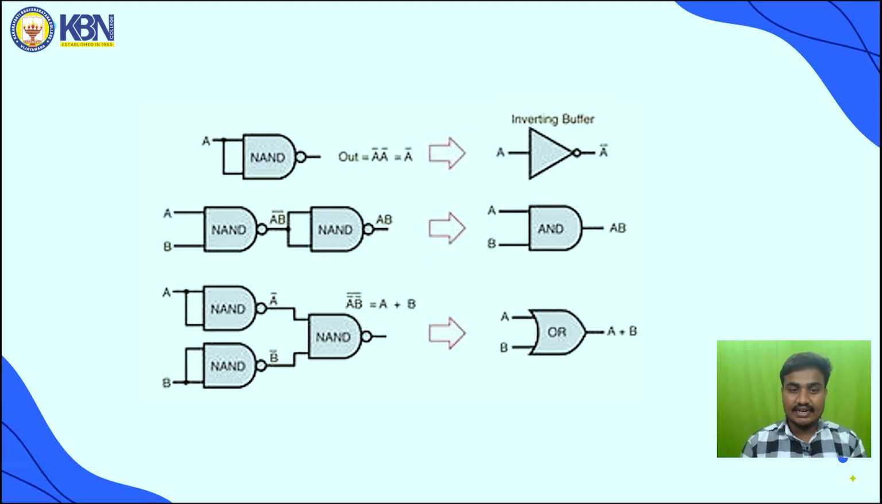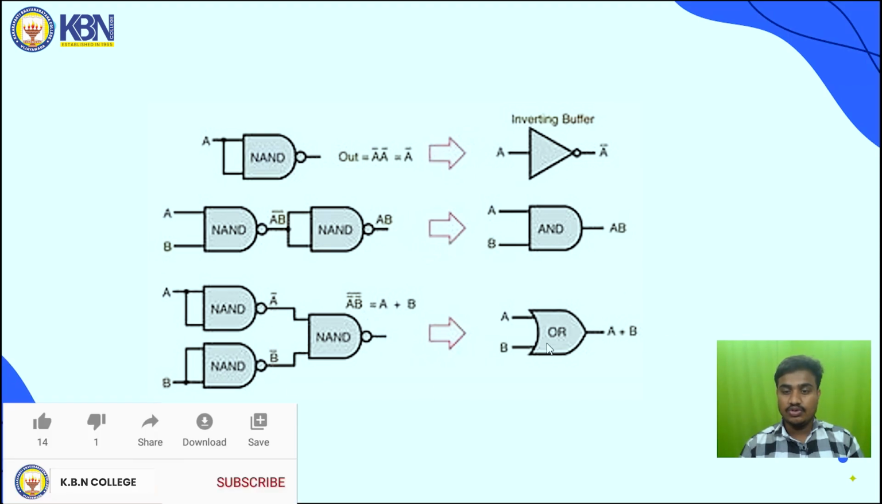The NAND gate used as a universal logic gate means that by using the NAND gate, we are able to produce all three basic logic gates. That is, by using the NAND gate, we can produce the NOT gate, the AND gate, and the OR gate. The first circuit represents the NOT gate. By using just one NAND gate, we can produce the NOT gate. By using two NAND gates, we can produce the AND gate, and by using three NAND gates, we can produce the OR gate. That is why the NAND gate is called a universal logic gate.